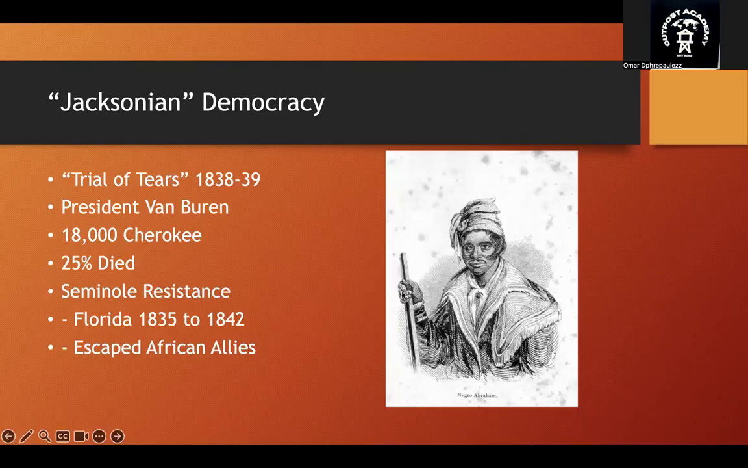This is an illustration of a Seminole interpreter. He was with the Seminole people. He could speak English and Seminole, and he would translate for military and political authorities. His name was Abraham, and it's the pictures of the Negro Abraham because it became apparent that he was of African descent.